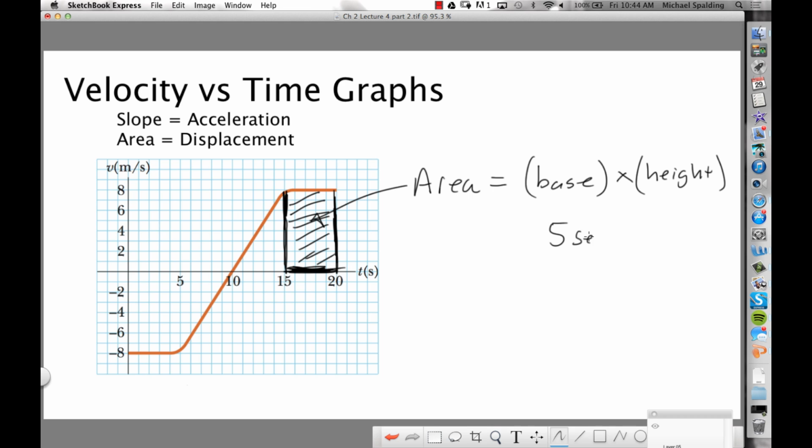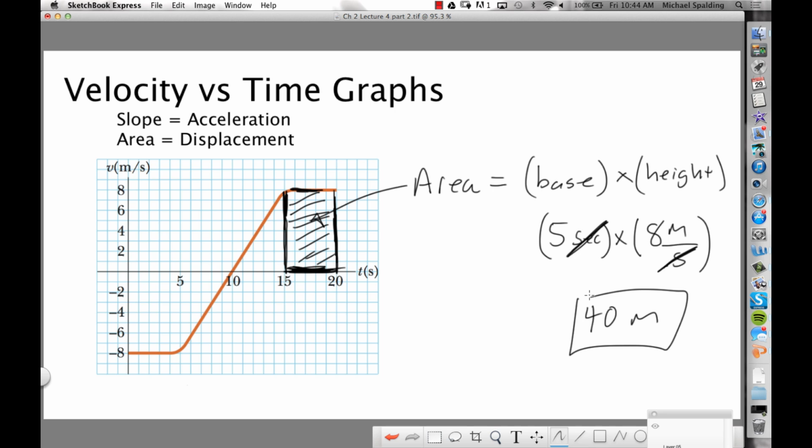5 seconds. What's the height for this region? 8 meters per second. What do you notice? The seconds cancel out, and we're left with meters, which is displacement. Right?